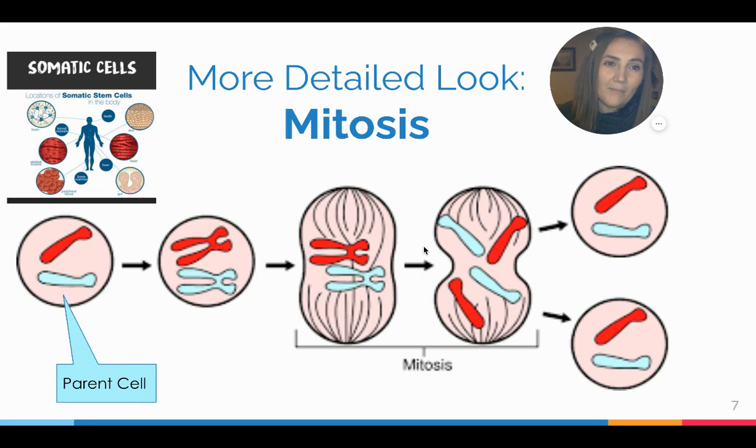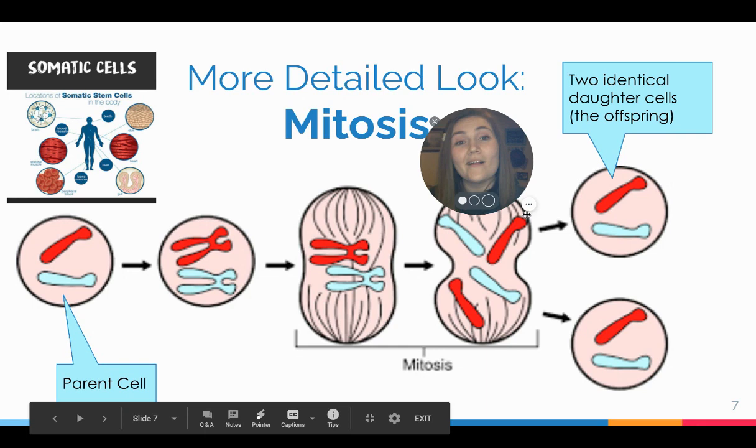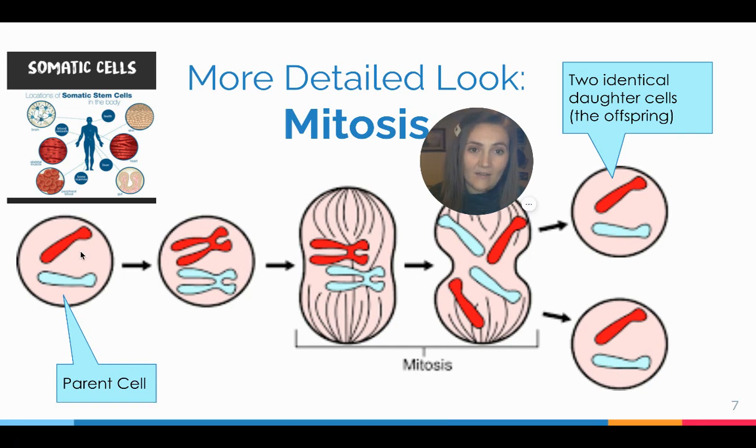Obviously, it's a little bit more complex than this picture is showing, but we'll get to that in a little bit. So at the end, we now have two daughter cells identical to each other as well as to the original parent cell. And that's key. We want these cells to be the same because they are basically replacing the old cells. And we want to make sure that they're exactly the same.